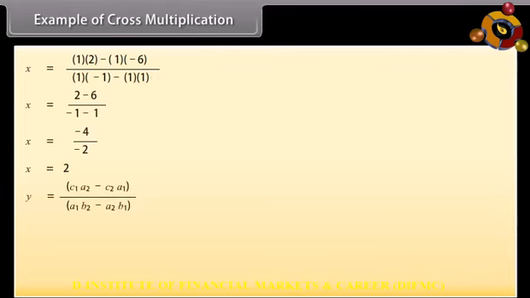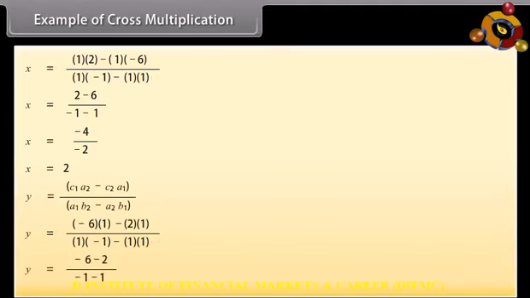y = (c1a2 − c2a1) / (a1b2 − a2b1). Now by substituting the values we get y = (−6 × 1 − 2 × 1) / (1 × (−1) − 1 × 1). By calculating, we get y = 4. Therefore the solution is (2, 4).